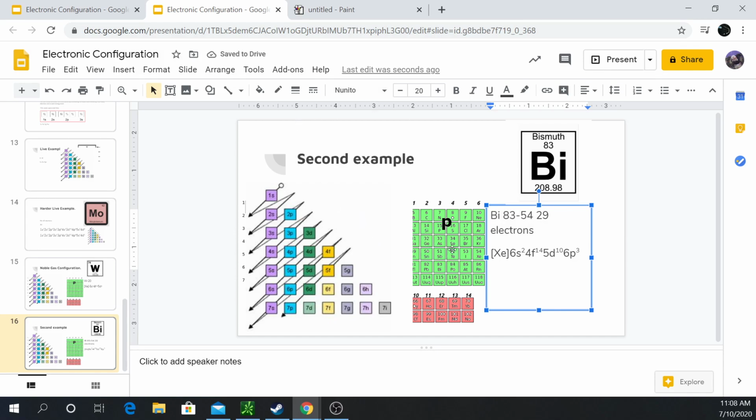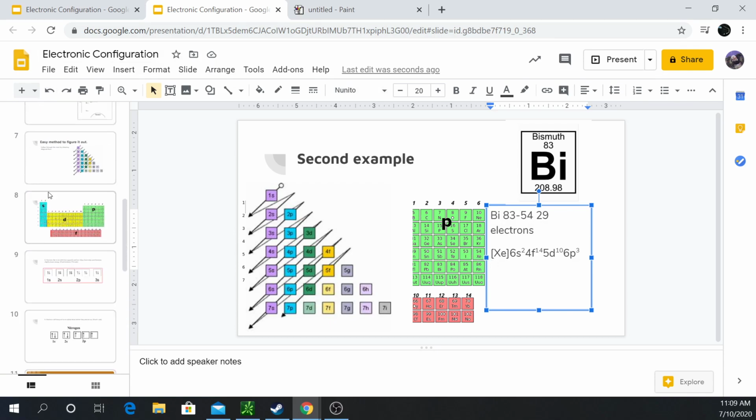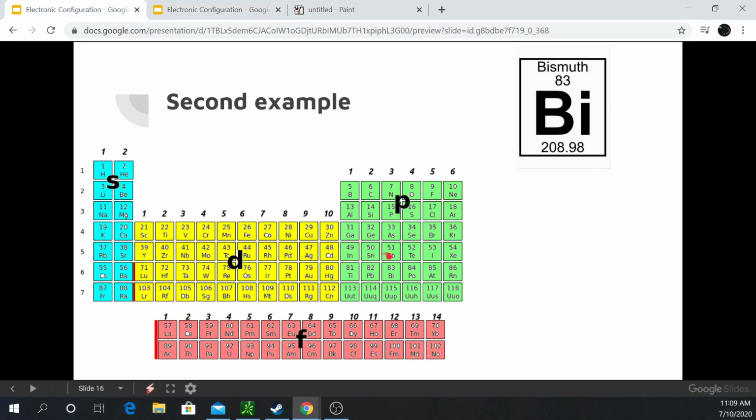Okay. So this is the shortcut method. Now we can also go ahead and check and make sure. This bismuth right here, it's in the 6th energy level in the P block, so that makes sense. Also, it's the 3rd one in the P block, so it looks like we're doing well there. Now this is the shortcut way.